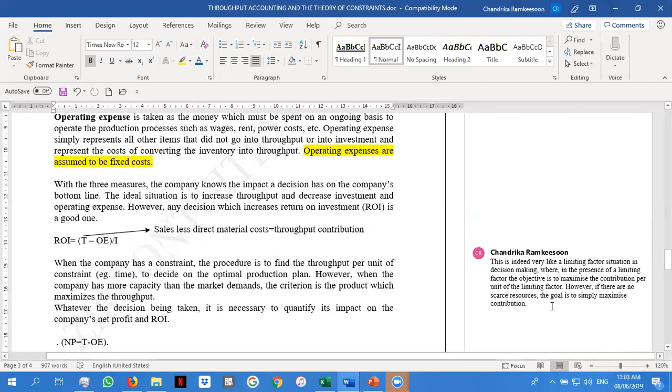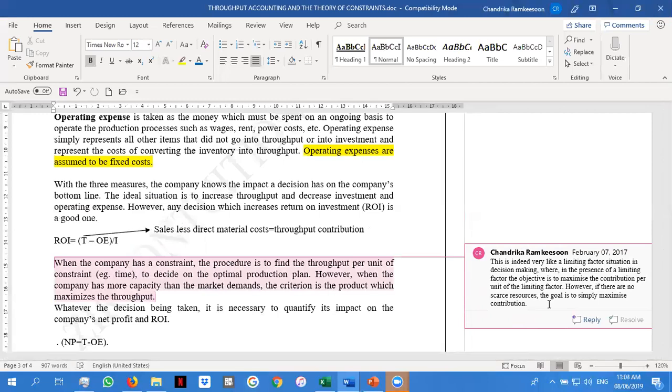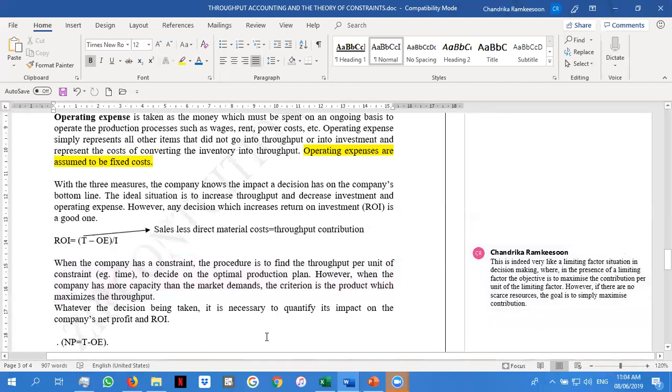Now let's just take a read of this here. This is indeed very like a limiting factor situation in decision making. And as I keep saying, although this is something you would have covered in level 1, it's something that we look at in detail in this paper when we examine the topic decision making, which is the next topic we'll be looking at. So just read, this is indeed very like a limiting factor situation in decision making, where in the presence of a limiting factor, the objective is to maximize the contribution per unit of the limiting factor. However, if there are no scarce resources, the goal is to simply maximize contribution because the other costs are assumed to be fixed.